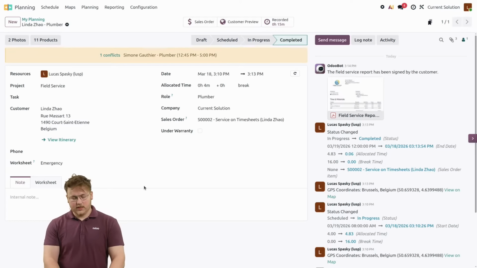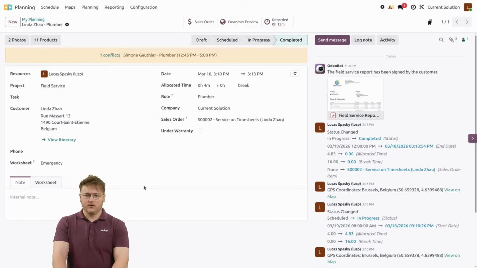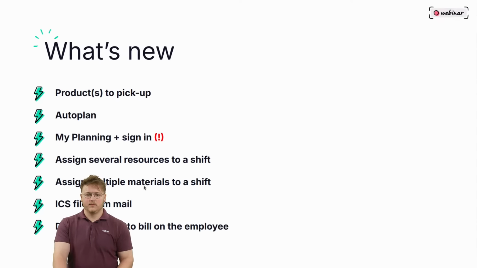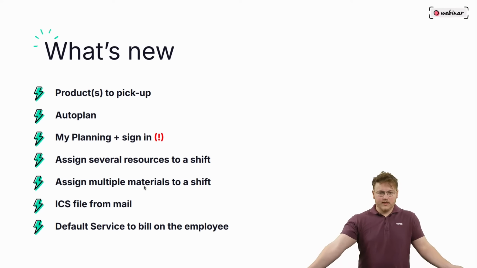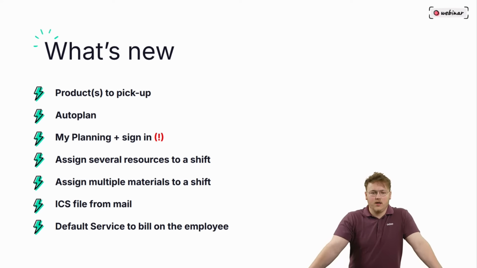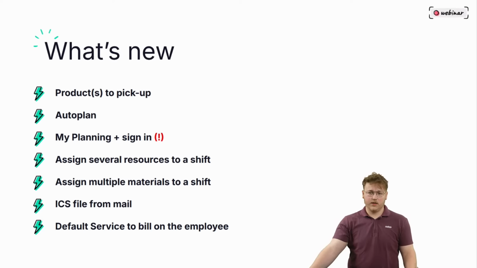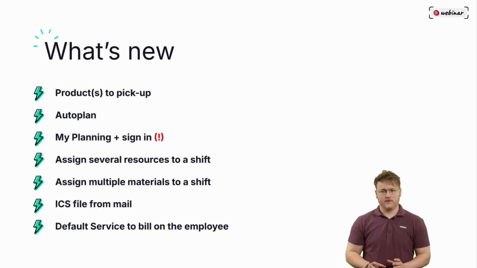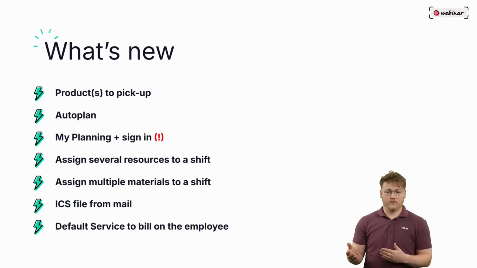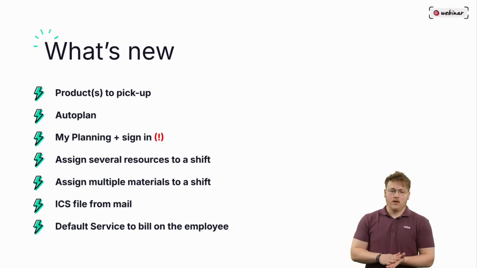Let's now go back to my slides for the next what's new slide. The next one is the following. We now have the feature of the products to pick up that have been merged also in planning. It was existing, but now it's in planning. The auto plan feature was already existing in planning, but now we can benefit from this feature in our field service flows, so that's really neat.